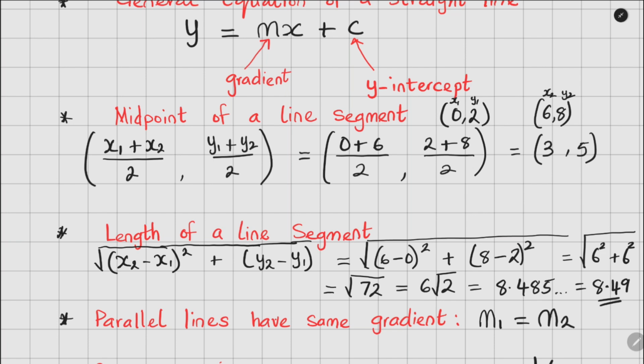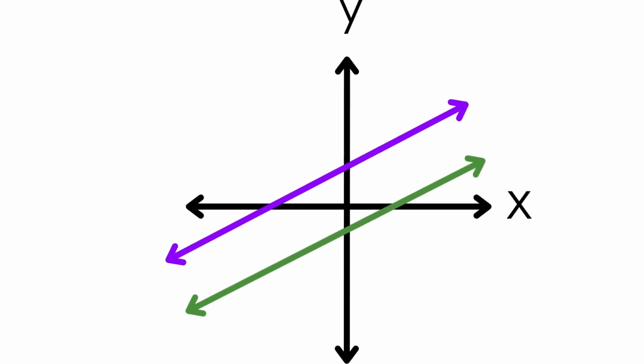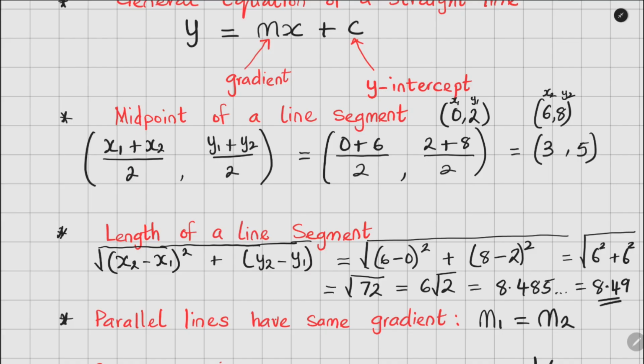Now, some other major concepts we'll be looking at under coordinate geometry is the idea of parallel lines. Parallel lines are lines that are going in the same direction, all right, and they have a fixed distance between them. Algebraically, parallel lines have the same gradient, which means the gradient of the first line is exactly the same thing as the gradient of the second line. So since m represents our gradient, we know that m1 equals m2.